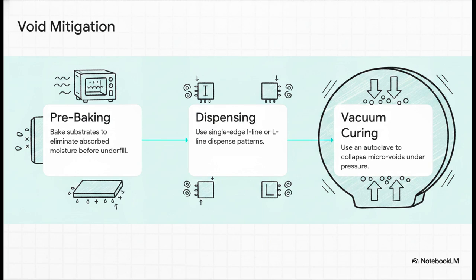So how do we actually fight this? Engineers prescribe a very specific three-step treatment plan. First, substrate pre-baking. This eliminates absorbed moisture before the underfill is even applied. Second, they optimize the dispense pattern to an I line or L line. They're literally squeezing the liquid from just one or two edges so the air has a continuous escape route pushed ahead of the fluid. Finally, vacuum-assisted autoclave curing aggressively forces any of those stubborn remaining microvoids to safely collapse under pressure.